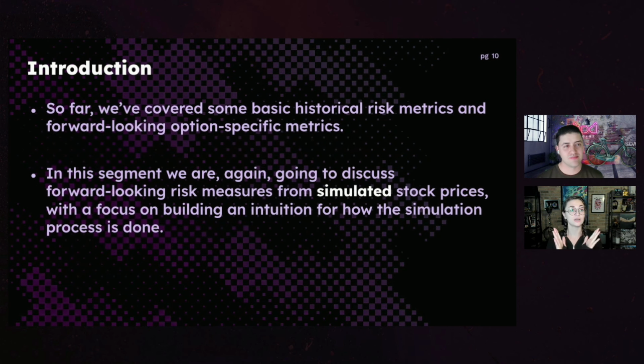Perfect. Okay, so just to recap a little bit, so far we have covered several different historical risk metrics and forward-looking option-specific risk metrics. So we've talked about implied volatility, we talked about the Greeks, we've talked about buying power, and today we're also going to focus on forward-looking risk measures, but specifically from simulated stock price movements.